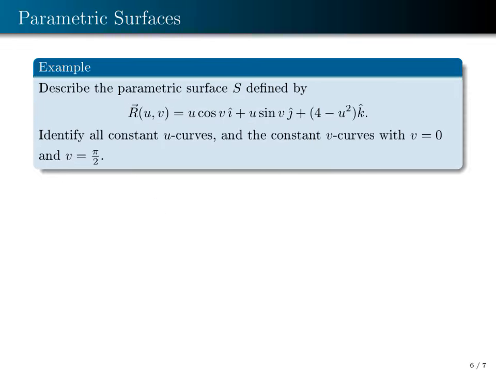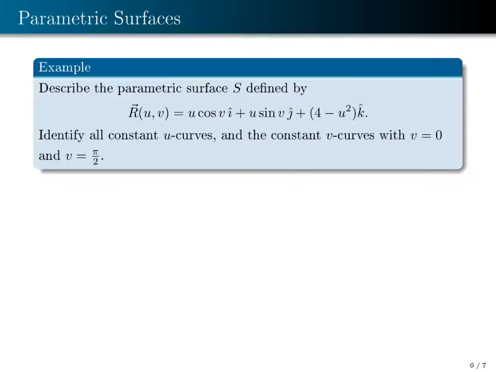In the next example, we want to describe the parametric surface S defined by r(u,v) equals u cosine v i hat plus u sine v j hat plus (4 minus u squared) k hat. In addition, we want to identify all constant u curves and the constant v curves with v equals 0 and v equals pi over 2.